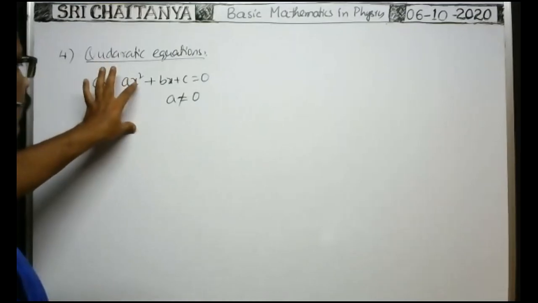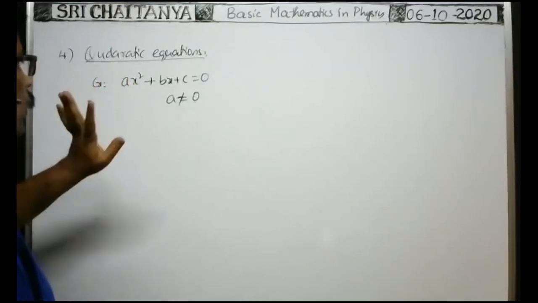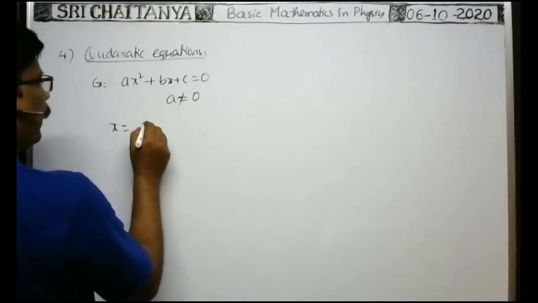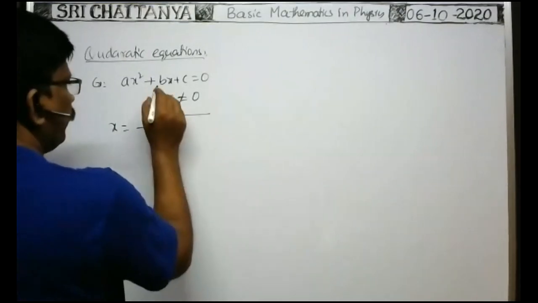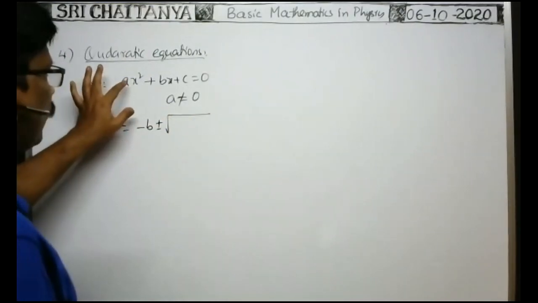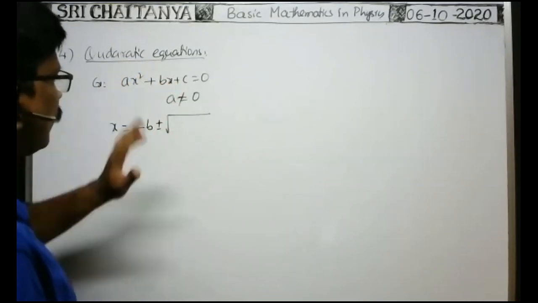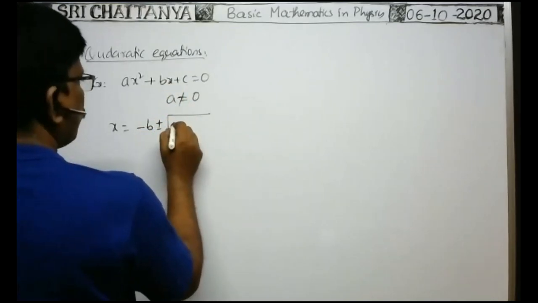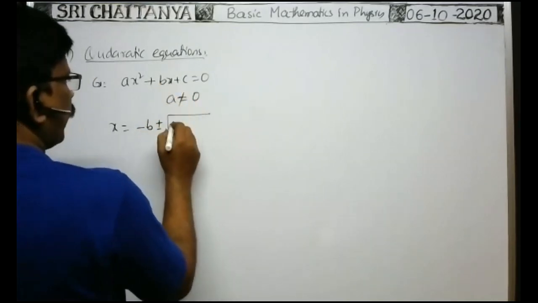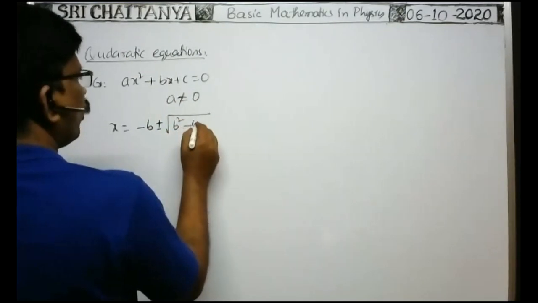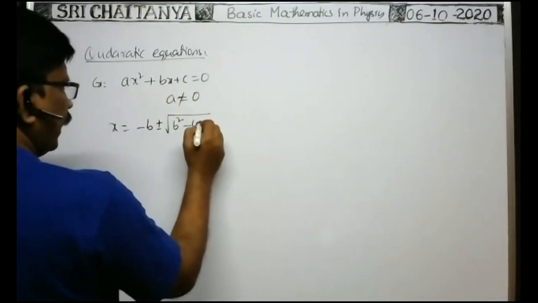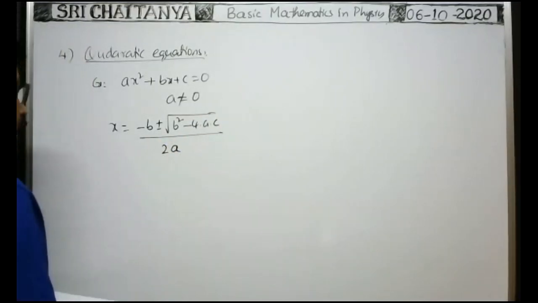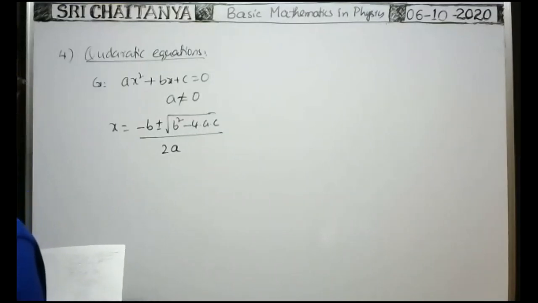So here, as it is a second order quadratic equation, it is having two roots. What are the two roots? x is equal to minus b plus or minus square root of b square minus 4 into a into c, whole by 2 into a. Here the coefficient of x square is a, the coefficient of x is b, and the constant is c. This is the general formula for roots of the quadratic equation.